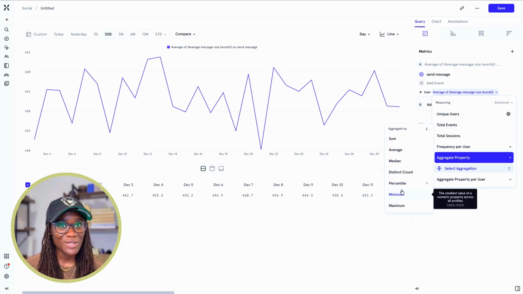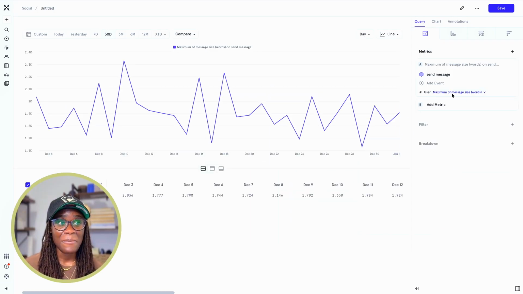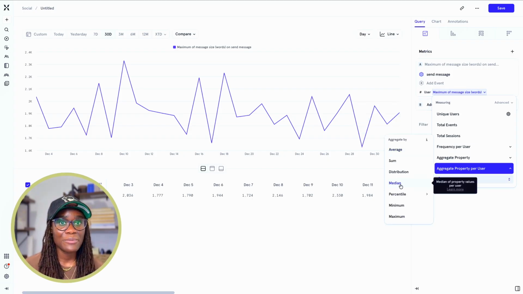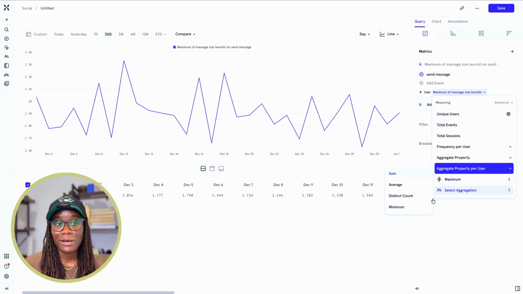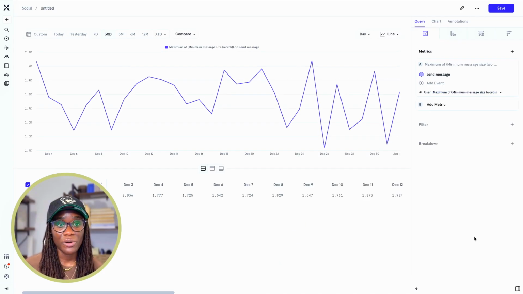And so depending on what you're trying to get, if you're looking for the minimum number of messages or the maximum number of messages that you want to aggregate, let's say for the message size, in this case, the maximum is 1702 words on December 9. In the same vein, you can use the same types of aggregates for the aggregate property per user. You can also have a maximum and even choose a minimum if you will for the same numeric properties.